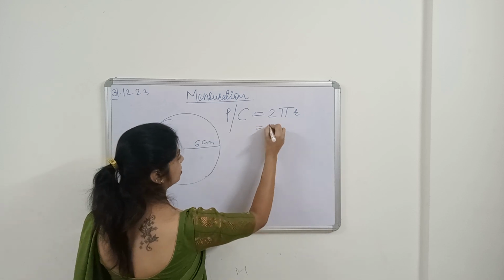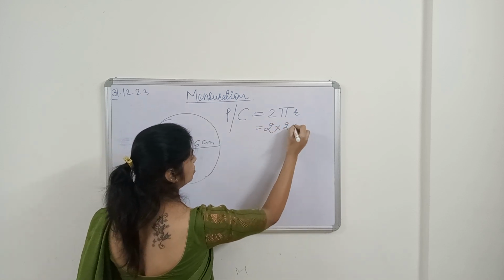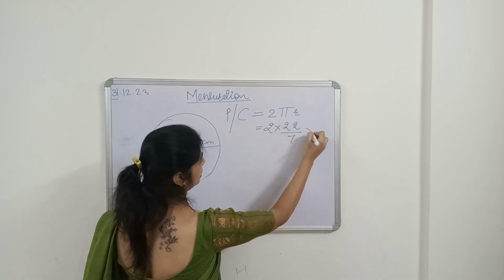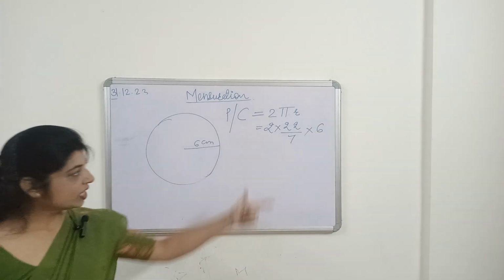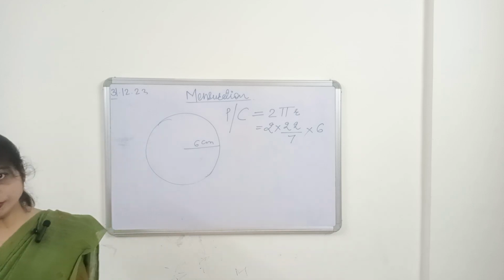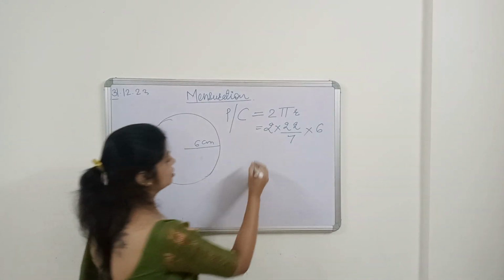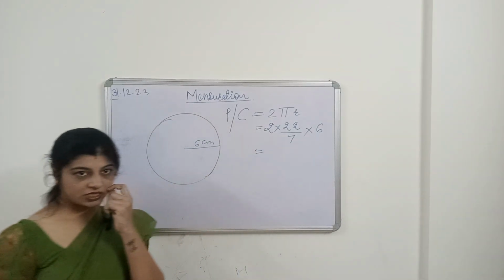Now this 2 is a constant. Pi is also a mathematical constant, into r, that is the radius 6. This calculation will give you the circumference of a circle, that is the perimeter of a circle.